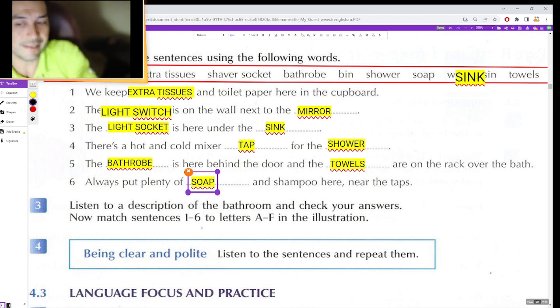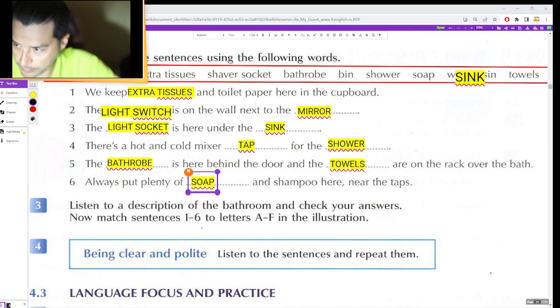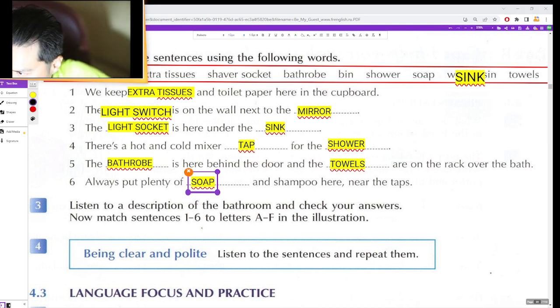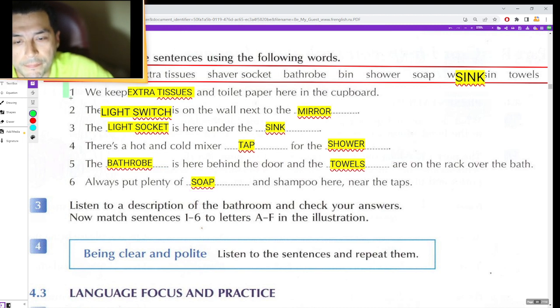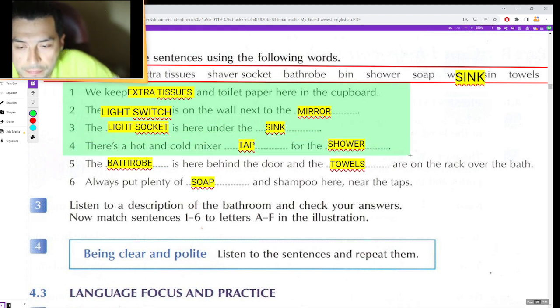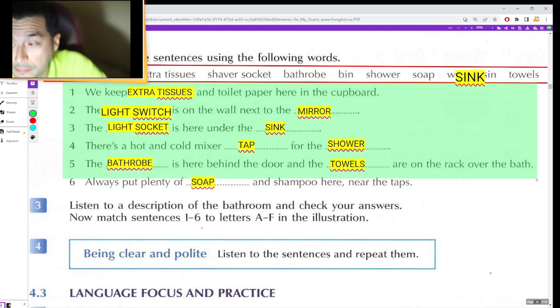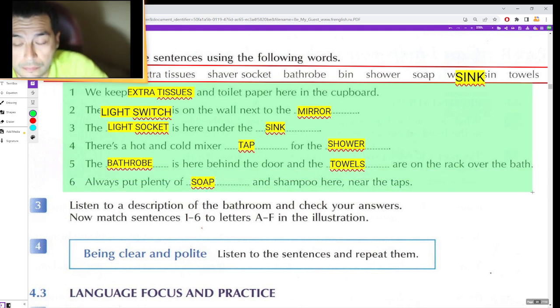Now listen and check your answers. Ready? Exercise 3. We keep extra tissues and toilet paper here in the cupboard. The shaver socket is on the wall next to the mirror. The bin is here under the wash basin. There's a hot and cold mixer tap for the shower. The bathrobe is here behind the door, and the towels are on the rack over the bath. Always put plenty of soap and shampoo here, near the taps.